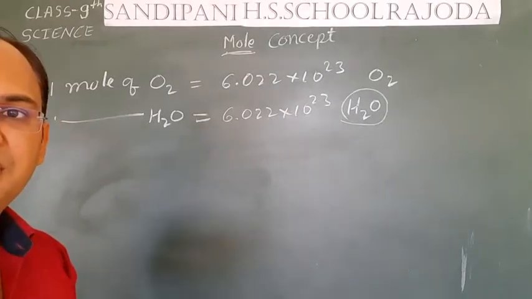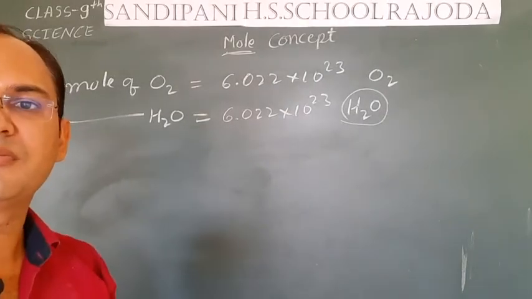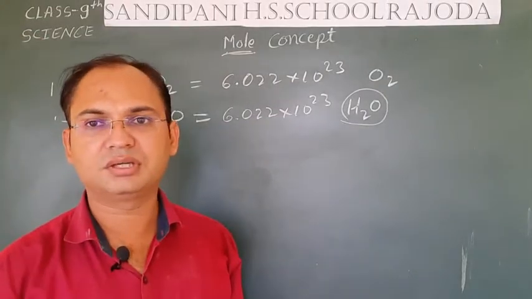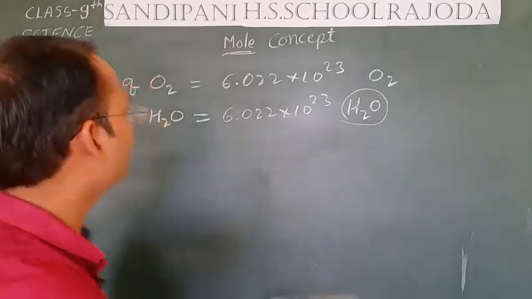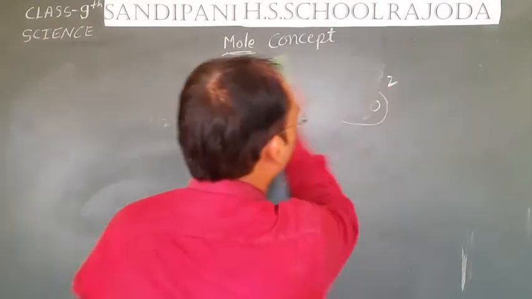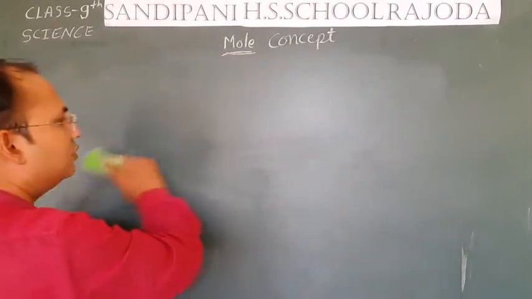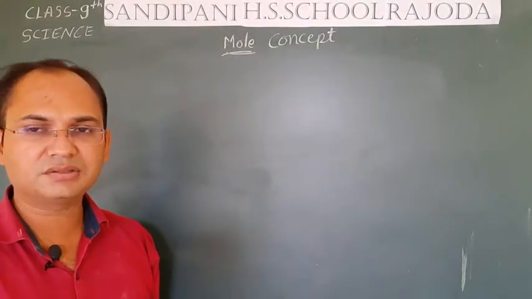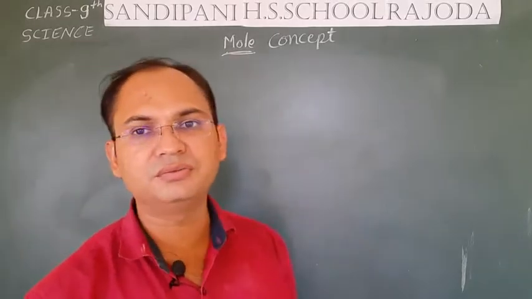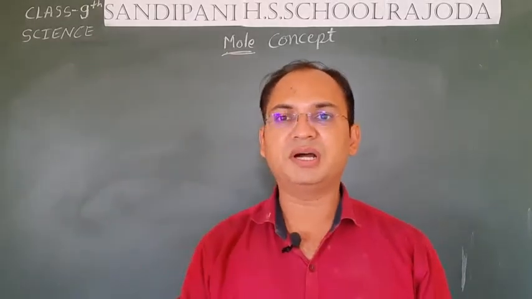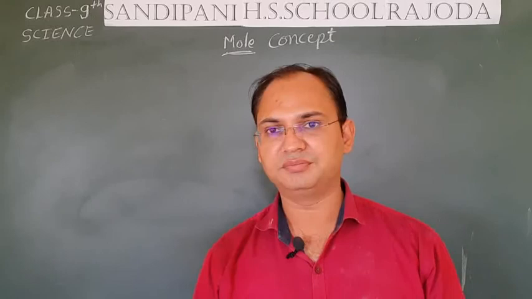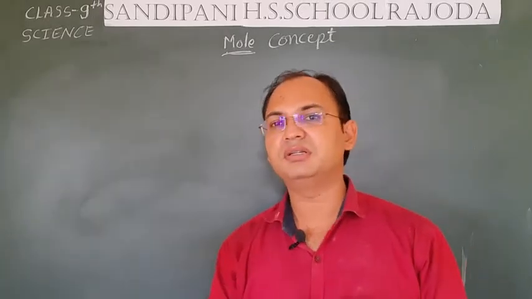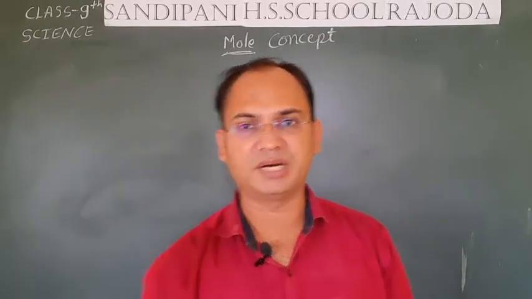Let's take another example. The relation between atomic mass and number of moles. So students, we have learned about atomic masses. Atomic mass of any element is equal to 1/12th part of the mass of the carbon-12 atom. Now we will see what the relation is between number of moles and atomic masses.